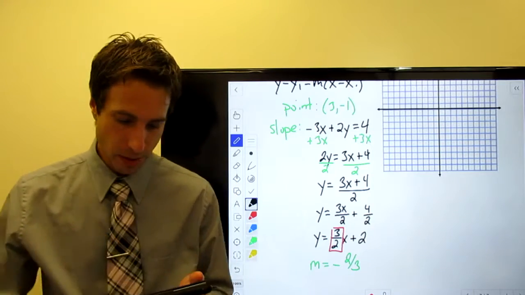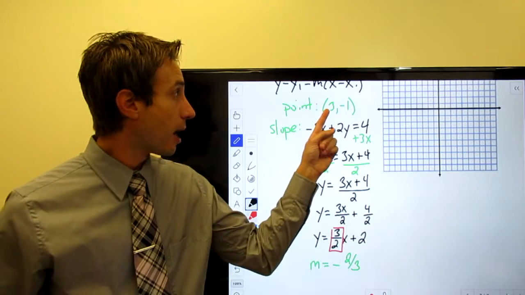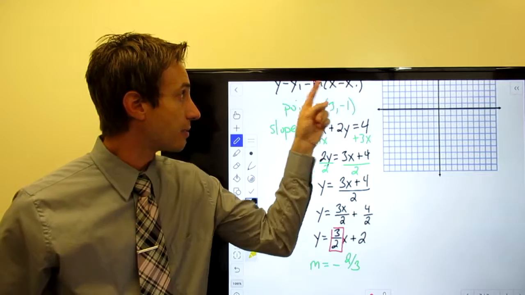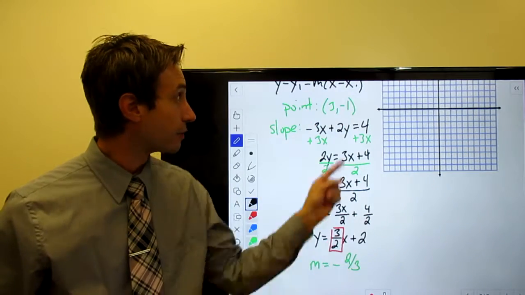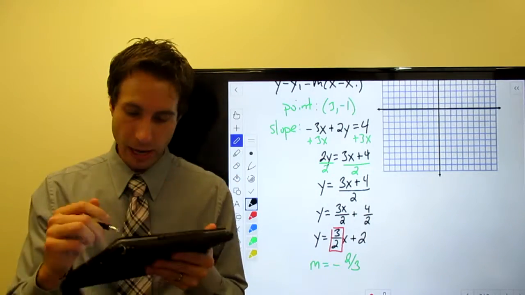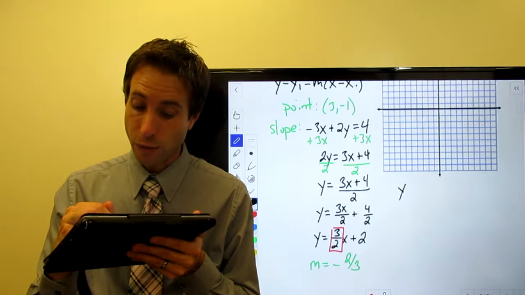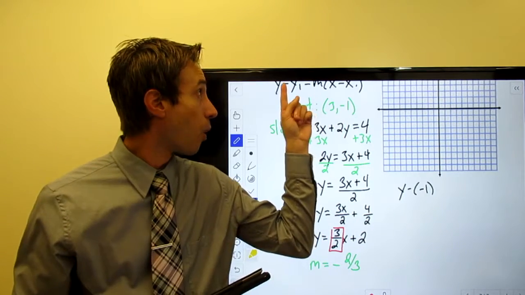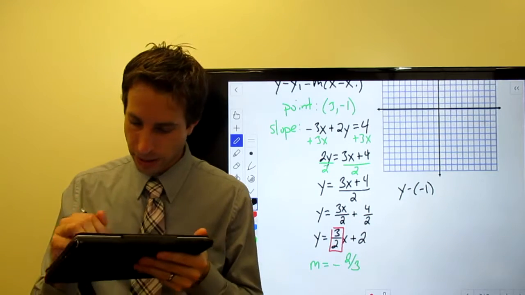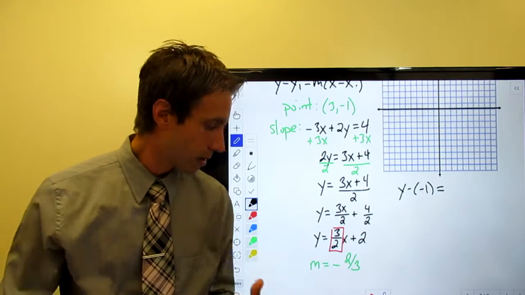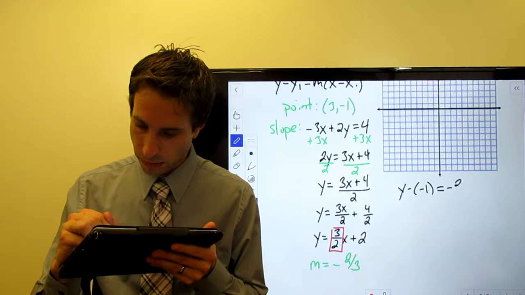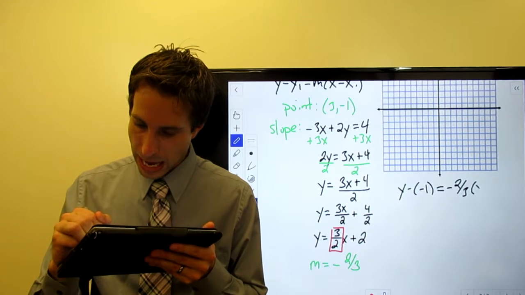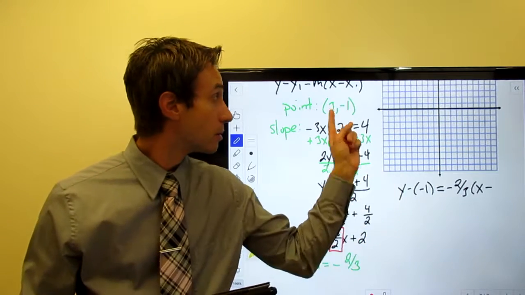All right, guys, here we go. Plug and chug. Right, I know my point, x, y. Plug those guys in for x and y. I know my slope, negative 2/3. Plug that in. I'll do it right over here. So y, careful, watch your signs. Y minus a -1 is equal to my slope, negative 2/3, times (x minus 3).